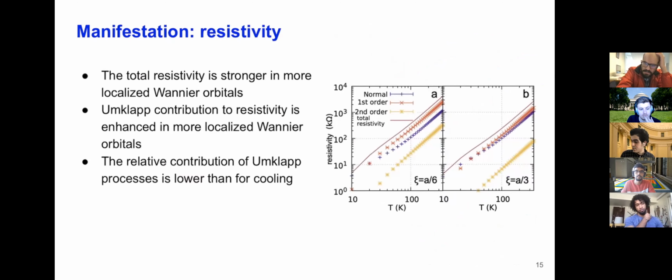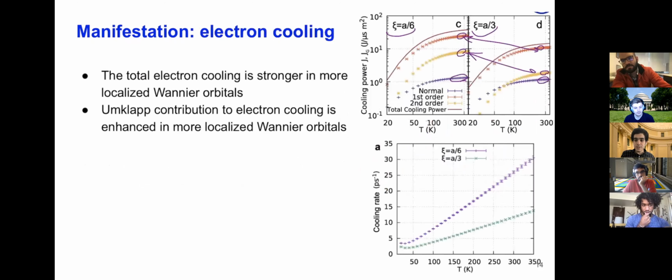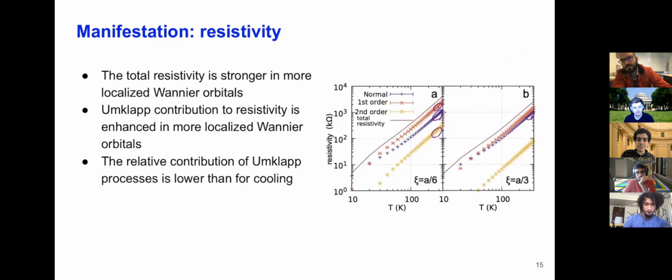resistivity. The normal ones are very similar, but when we make the Wannier orbital localized, the Umklapp ones go higher, and therefore we get larger resistivity. There's a small caveat in the resistivity data, and that is that the enhancement that we had in the cooling is much stronger than in the resistivity.